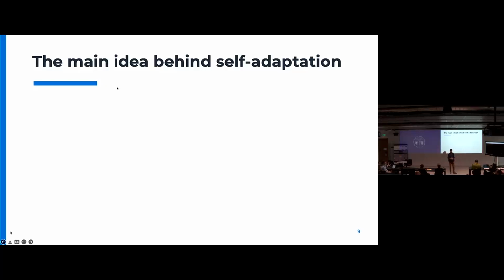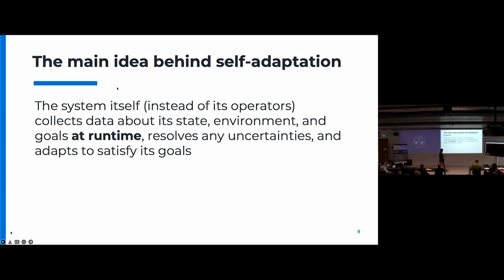I think I have something here. Jokingly, with a friend of mine, we always say adaptation is about loops. You have a loop, and then your system is suddenly adaptive. That's all. Well, that's indeed all, if you want to be very, very abstract. But essentially, this is the main idea. We want to collect data about the state of a system, the environment, and the goal at runtime, resolve the uncertainties, and adapt to satisfy the goals. For example, in the original system, to increase the profit or to keep the latency stable.